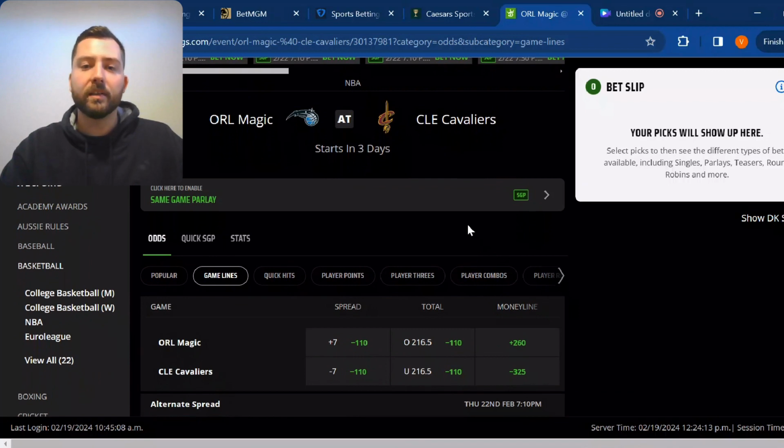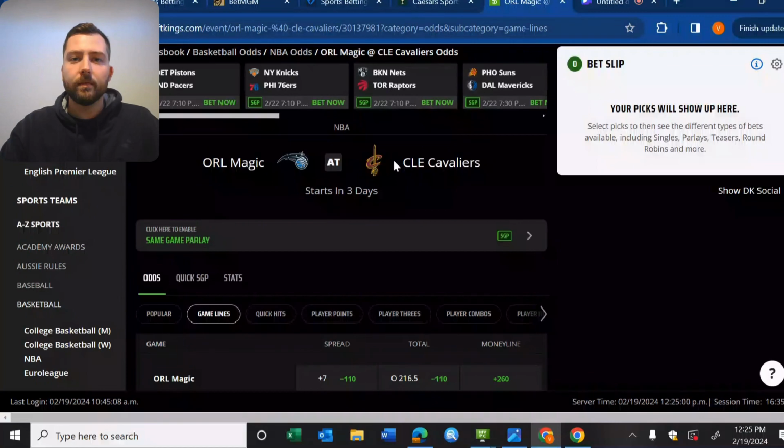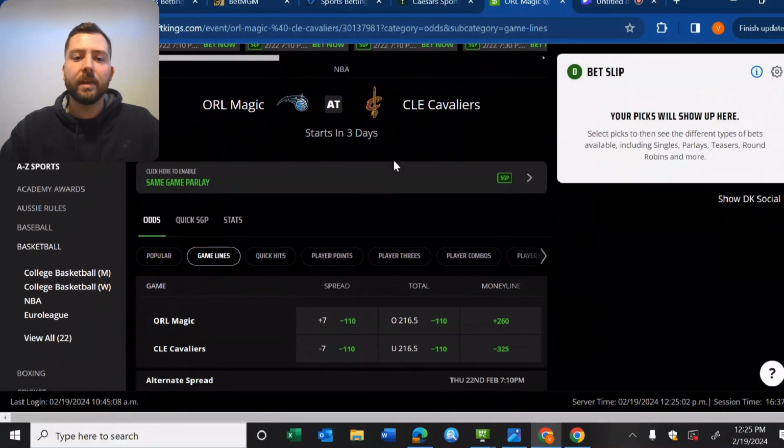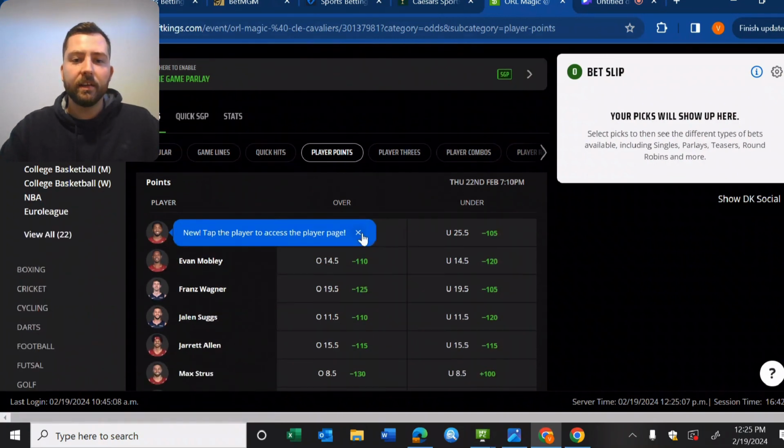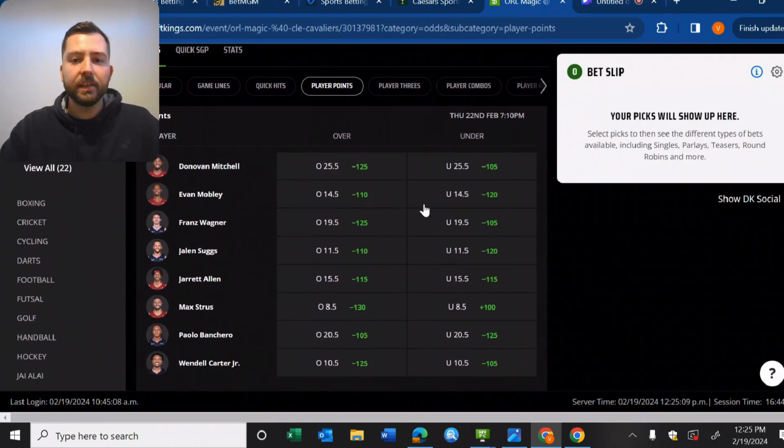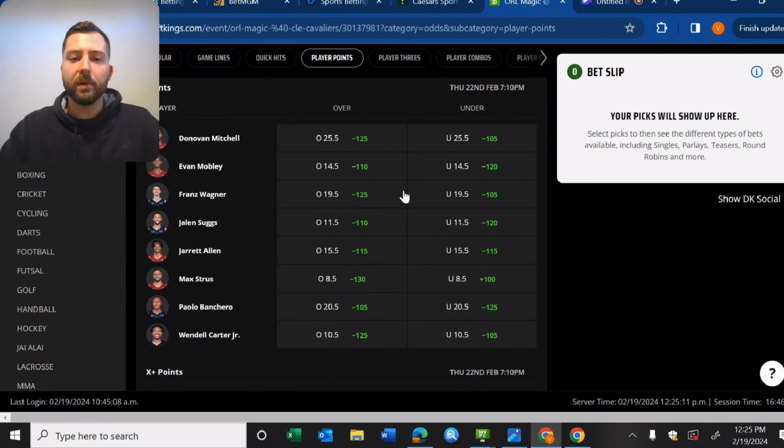You can bet which player scores the first point in the game. Those are all going to be considered player props. So if you're looking to bet a player prop, you can scroll down here. We'll look at player points for this one, for example. And here we have all of the players on each team. You can bet over, under how many points they will score.